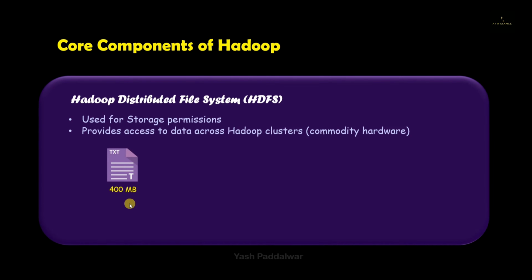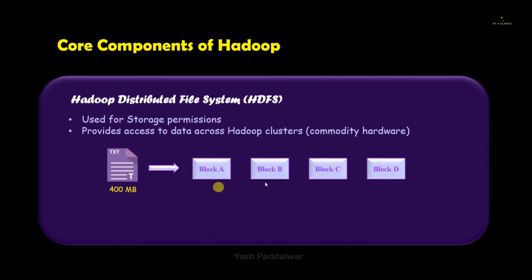So let's say we want to store this particular file which is of the size 400 MB. Now as per Hadoop, data is stored in distributed format. So you can see that this data file of 400 MB will be distributed into 4 blocks. Each block will have the size 128 MB. Why 128 MB? Because the maximum size of each block in HDFS is 128 MB. So you can see that 400 is exactly equal to 3 times 128 with a remainder of 16 MB. So this 16 MB will be stored in a new block.